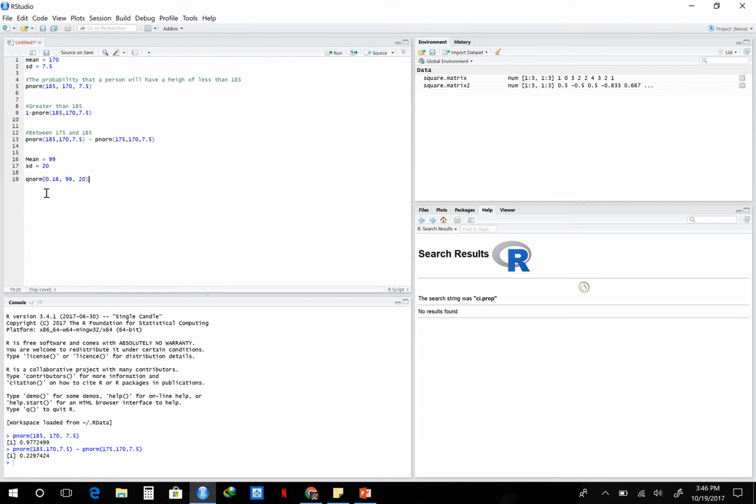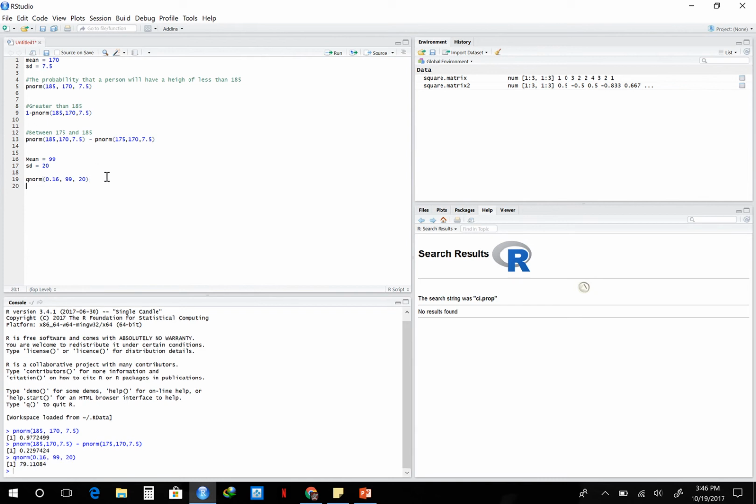Is q-norm always in decimal form? Yes, always do it in decimal form. So if it's the 99th percentile, we would do 0.99. So we run that, we get a number. The output is 79.11. That would be a value for the cholesterol level. It wouldn't be a percentage. So keep that in mind.